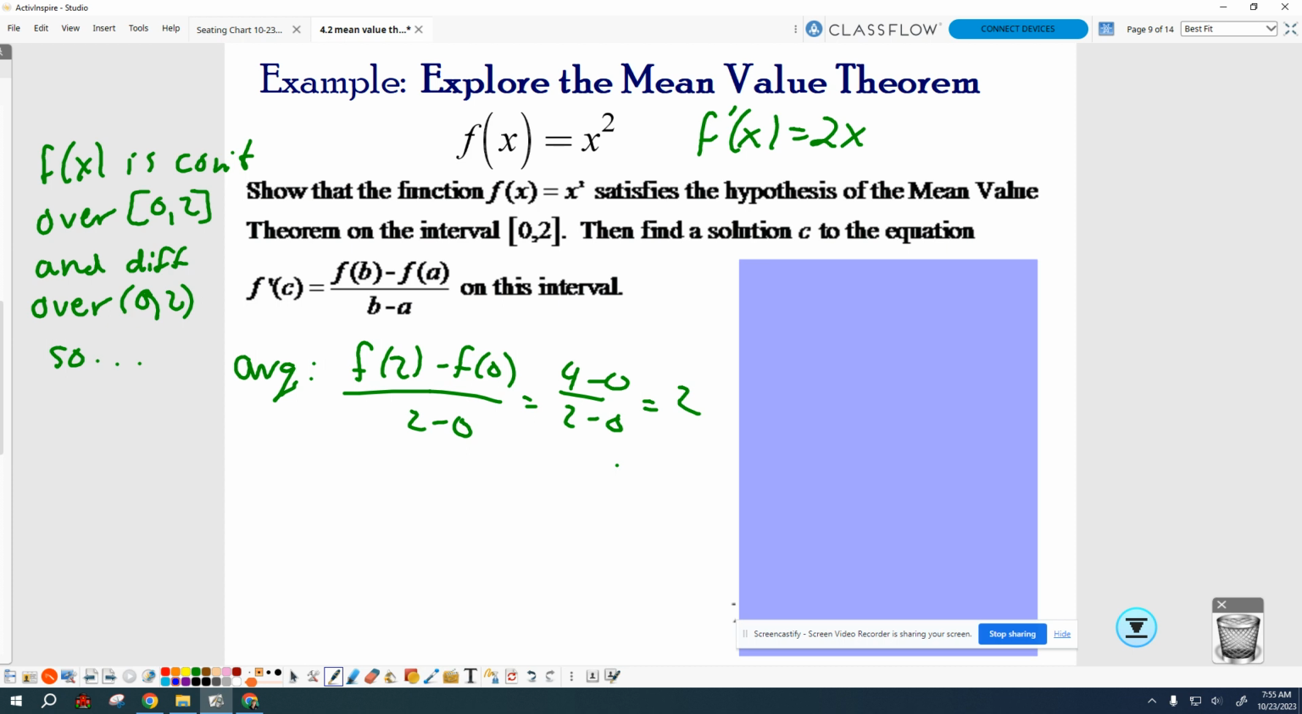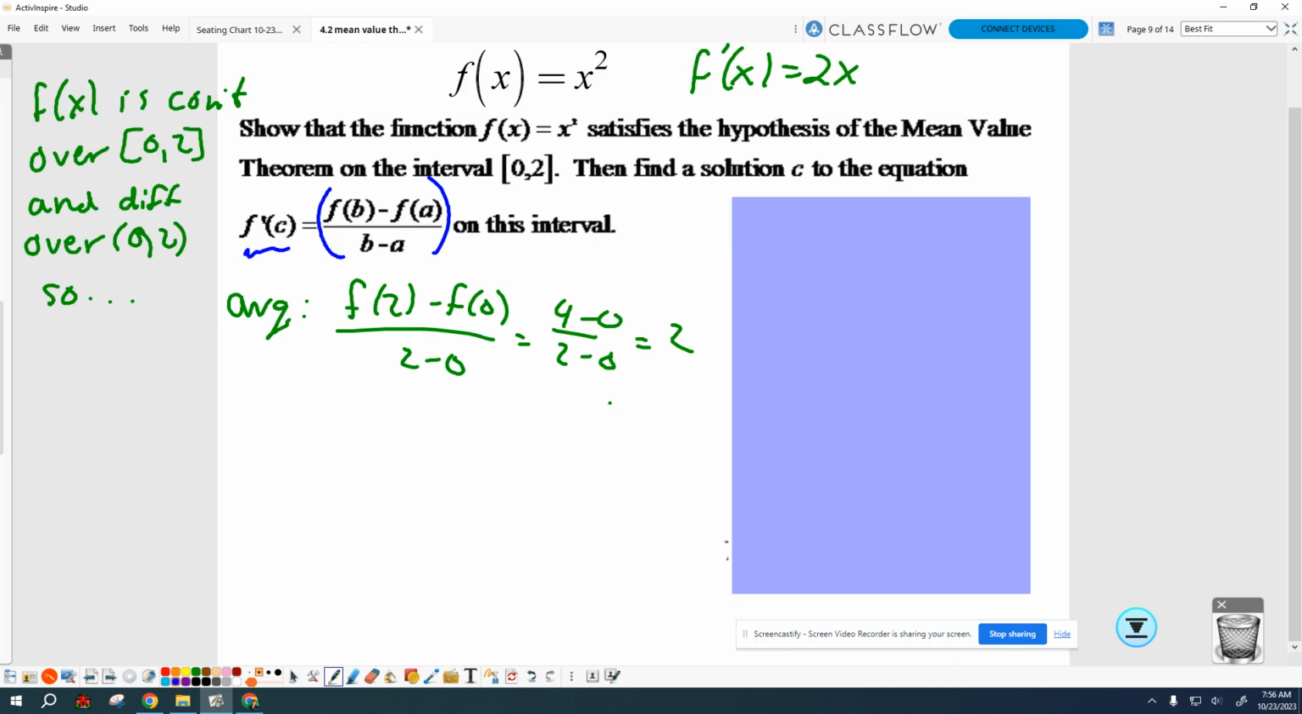This is my average, and I need to find where the average equals the instant. So what's the equation I set up? I'm not sure. Bradley? 2 plus 2x is 1x. Okay, where does the instant 2x equal the average that we just found?